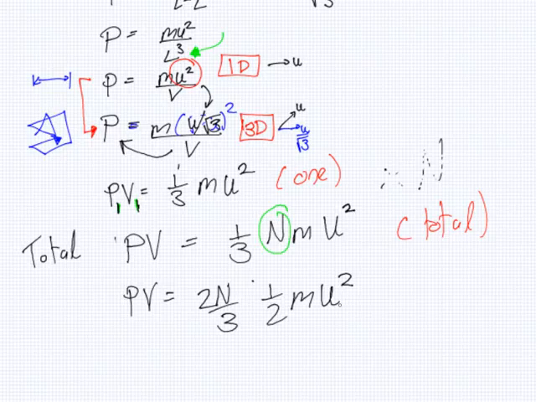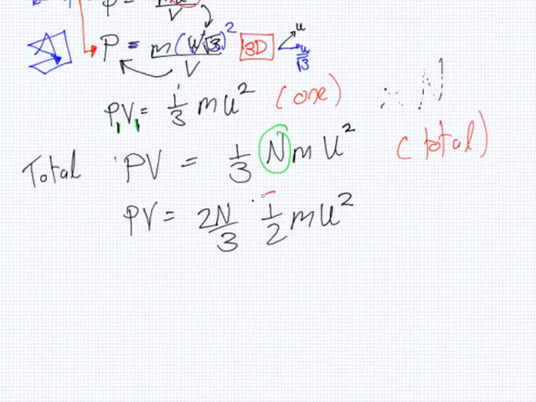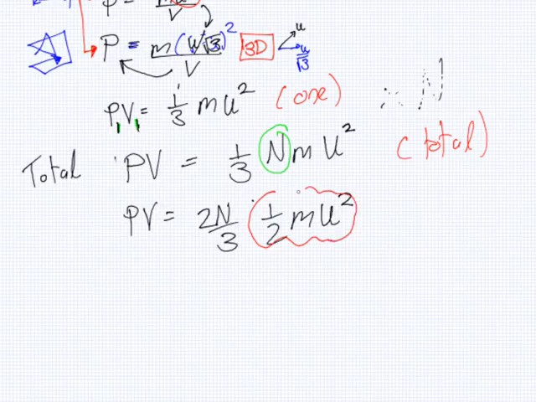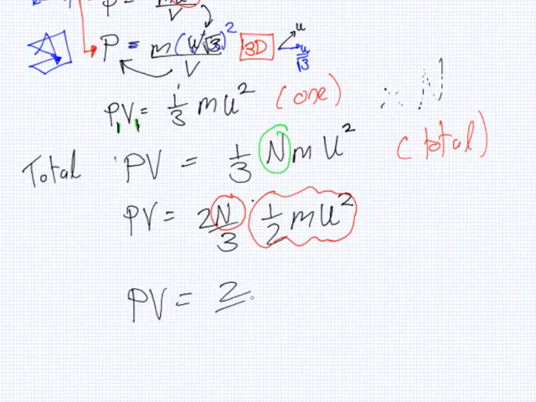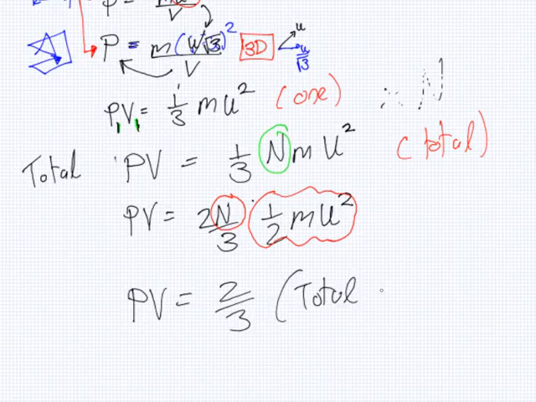Now, do you see what I did on the next line? I put in a 2 here and a 2 here. So is it the same as the last line? Yeah, the only difference is I put a 2 and a 2 here. But can anybody see why I would want the 2? Does 1/2 mu squared look familiar? It's kinetic energy. So, this is the kinetic energy of one particle, yes? So if I multiply it by n, it's the kinetic energy for all the particles. So PV equals 2/3 total kinetic energy.